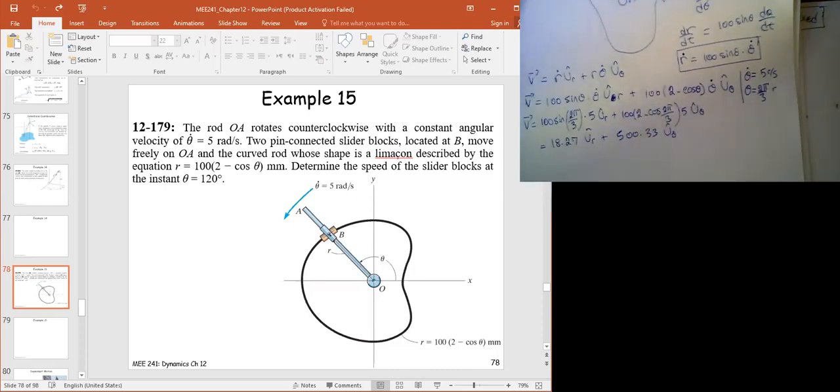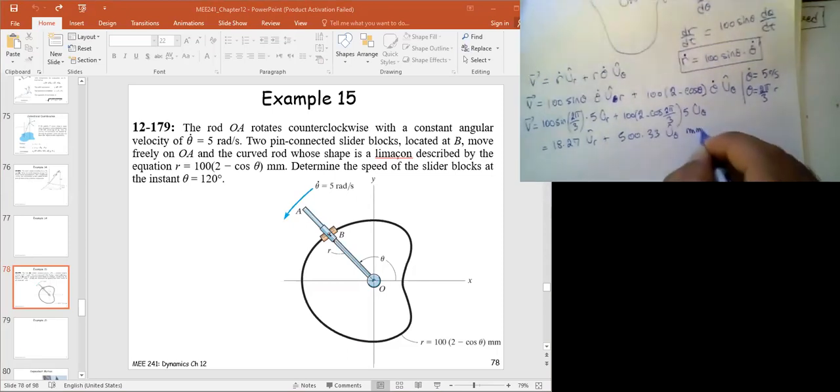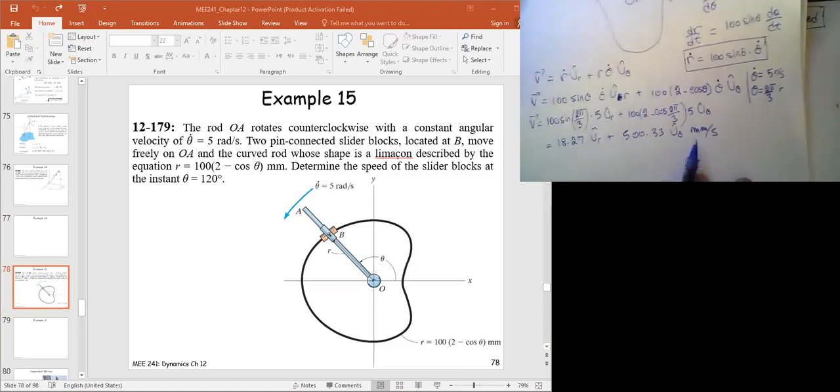Can you repeat the question? Can someone tell me what is the unit of the velocity? Is it millimeter per second? Bravo, yes, exactly. Millimeter per second. Why millimeter per second? Because r is in millimeters. Because r is in millimeters, exactly.